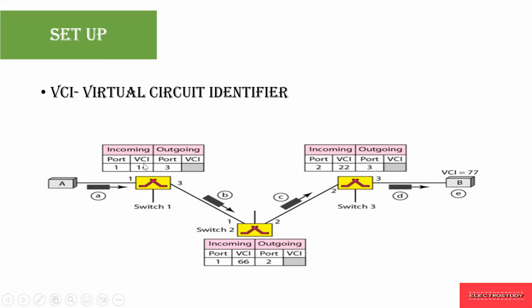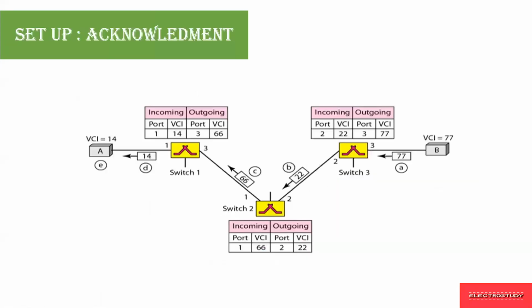That label has to be specified, and this outgoing label is not known because we have not reached the sender. The acknowledgement is not received from the receiver. So this outgoing virtual circuit identifier remains unfilled. When it gets filled is during the acknowledgement phase.